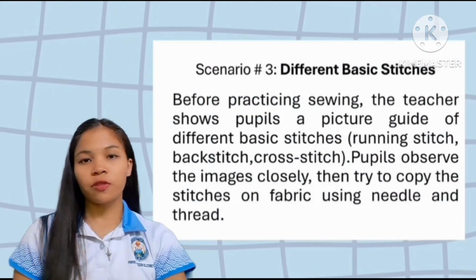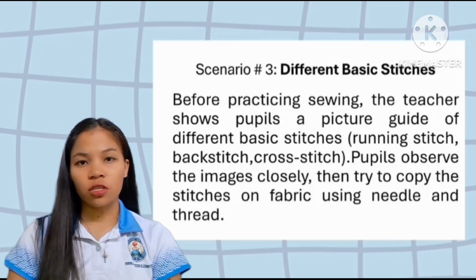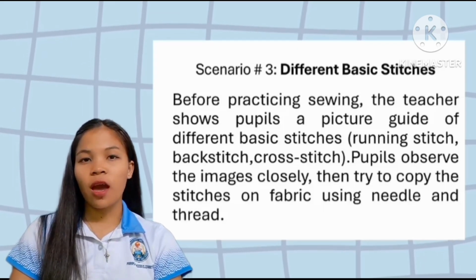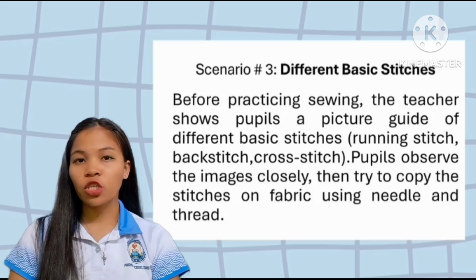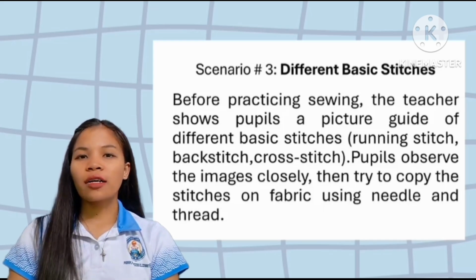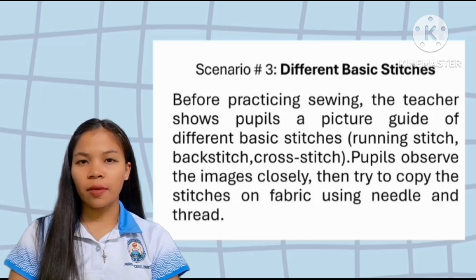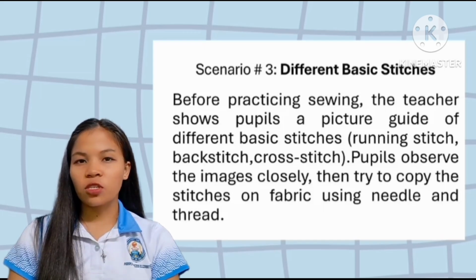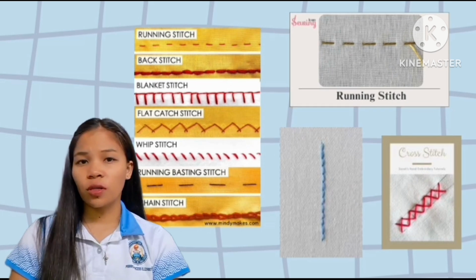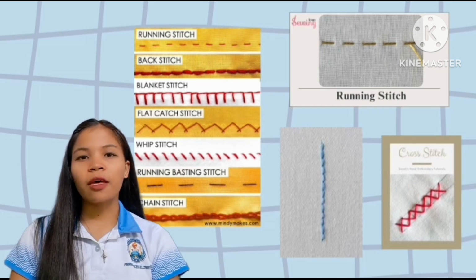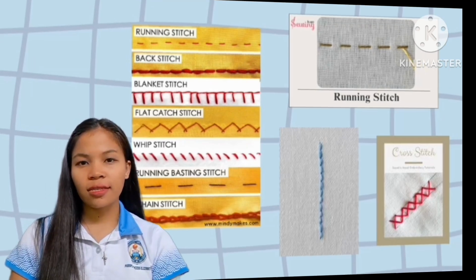The third example is the different basic stitches. Before practicing sewing, the teacher shows pupils a picture guide of different basic stitches such as running stitch, back stitch, cross stitch, and many more. Pupils observe the images closely, then try to copy the stitches on fabric using needle and thread. With the use of visuals, students interpret and apply visual information like pictures and diagrams, turning images into real-life skills in sewing.